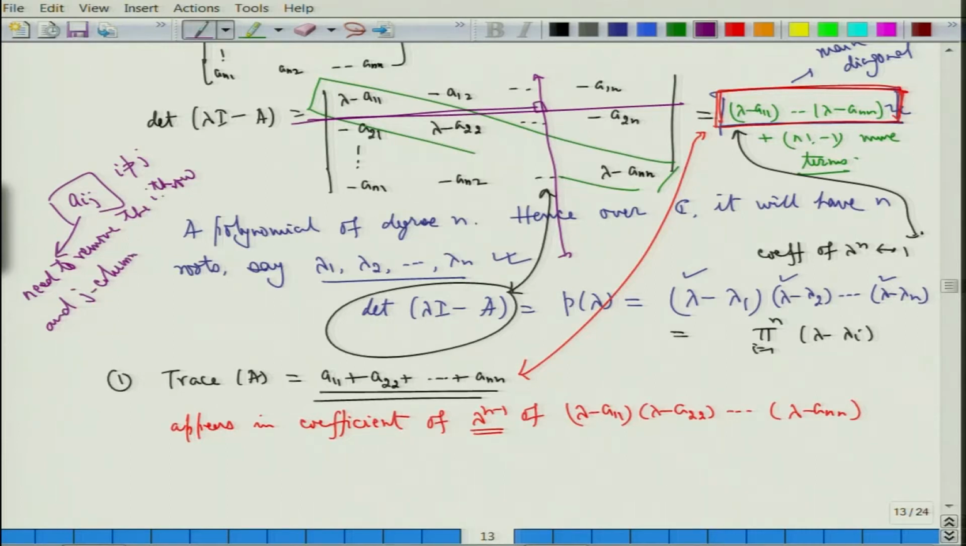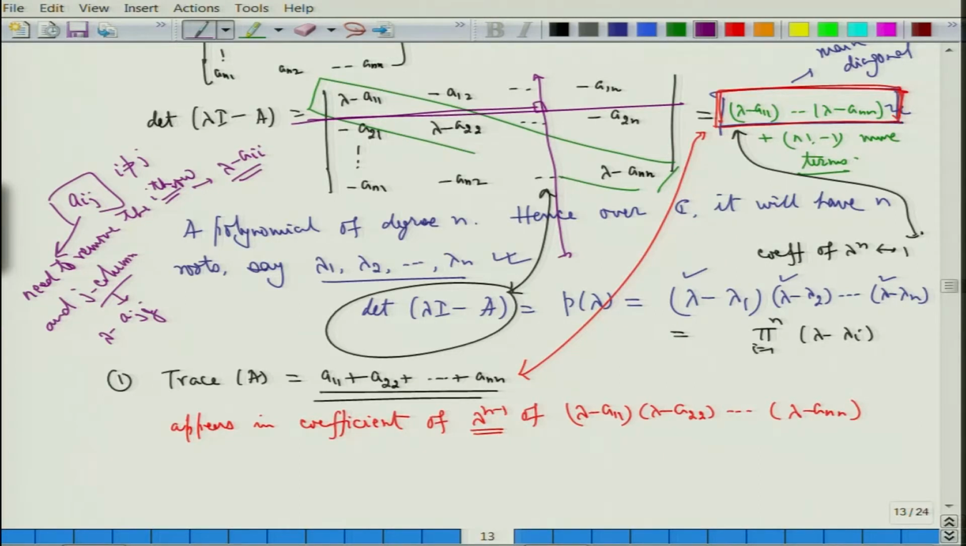Now, if I want to remove the ith row and jth column, it means that the jth column will give me lambda minus ajj, which will get cancelled out, and from here I will get lambda minus aii, cancelled out, all right. So, one of them will always get cancelled out.